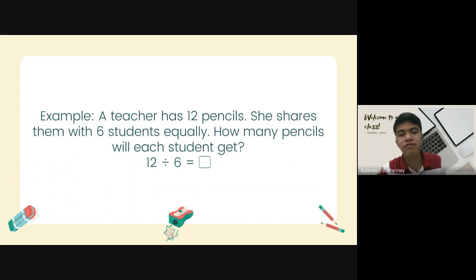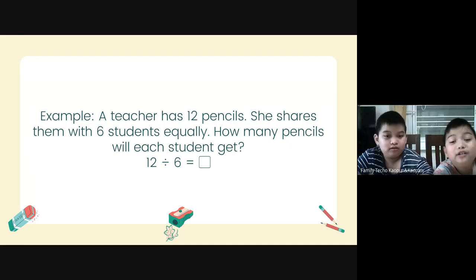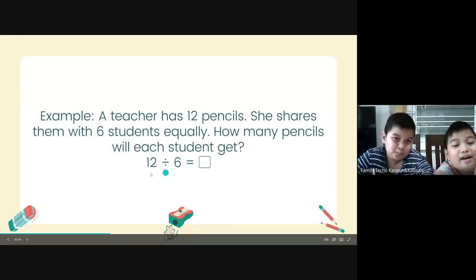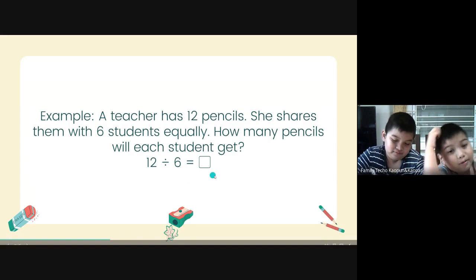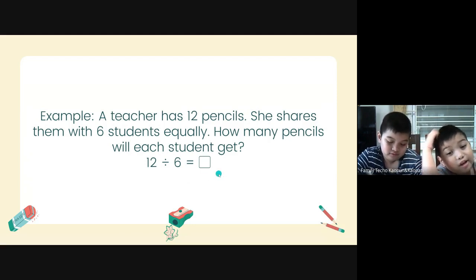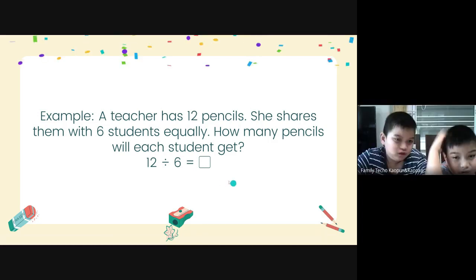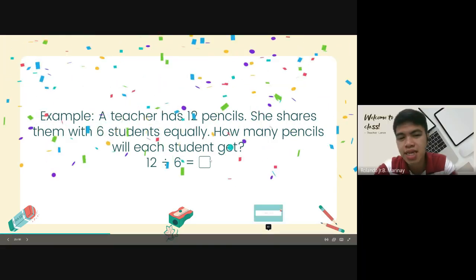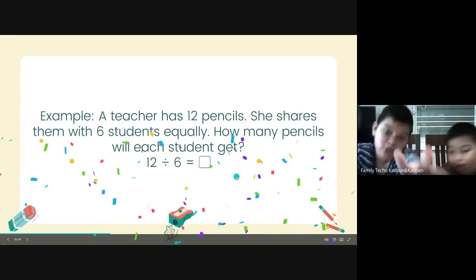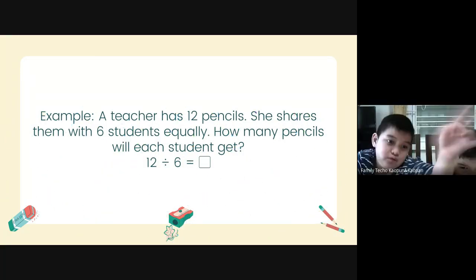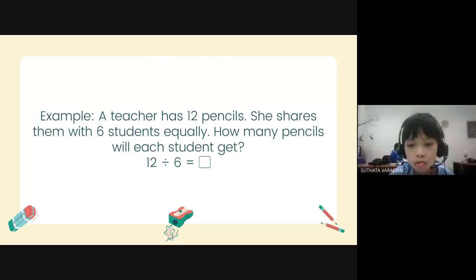So we have here 12 divided by 6 equals what? Very good, Earth. 12 divided by 6 equals 2. So we're just going to write the number sentence. That's 2.